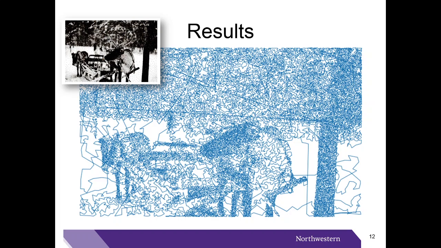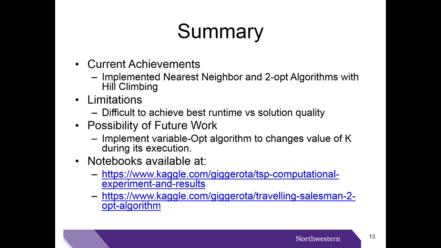While the two optimization algorithm was able to eliminate some long routes, it failed to achieve the best runtime versus solution quality. Despite the nearest neighbor artifacts, the appearance of the image in the dataset indicates a quality solution. It was difficult to achieve a more optimum solution within a reasonable time. Further work could attempt the implementation of a variable optimum algorithm to resolve the compromise between solution quality and runtime.